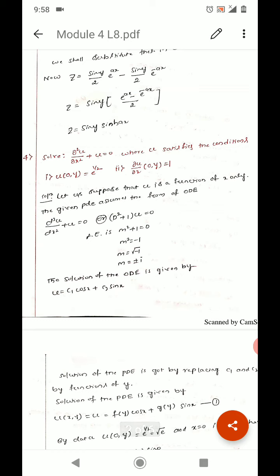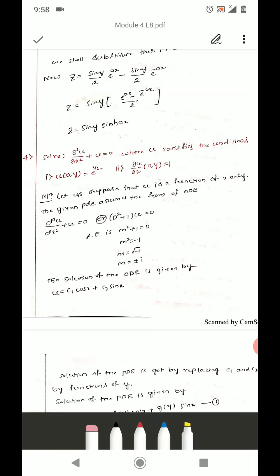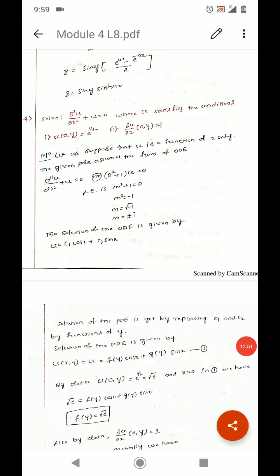Now the next problem is del square u by del x square plus u equal to 0, where u satisfies the conditions u of 0 comma y is equal to e power 1 by 2. This means when x equal to 0, we have u is equal to e power 1 by 2, and the second condition is del u by del x of 0 comma y is equal to 1. That means when x equal to 0, we have del u by del x is equal to 1.